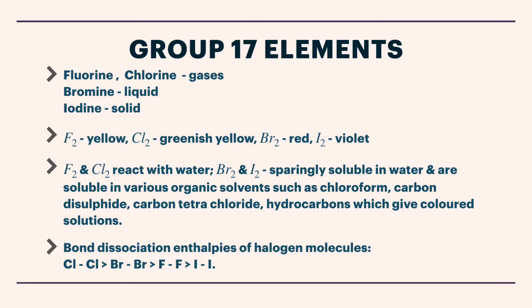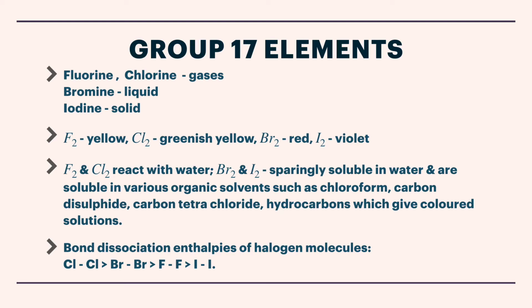Next we learn about the physical properties of group 17 elements. You know that group 17 elements are also called halogens. So they are the halogen family. You know which elements come in the halogen family. First we'll see the states of each member. Fluorine and chlorine are gases in nature. Bromine is liquid in nature. Iodine is solid.